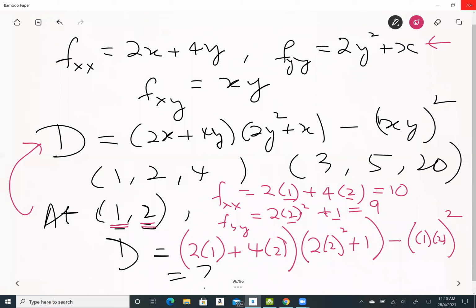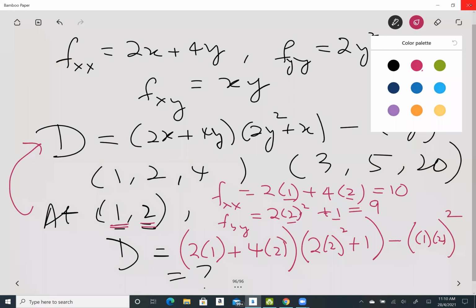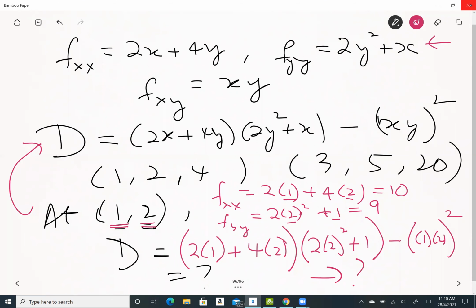But if the fxx, fyy functions are non-constant functions, that means they are variables. So what do we do? We have to substitute back the critical point where you are testing into those second partials. All right, good. So now you make the conclusion here. What you do next will be you test the second point.